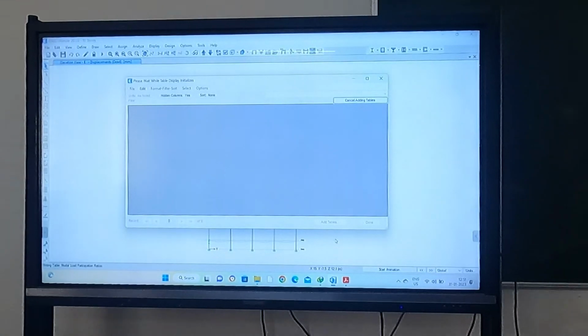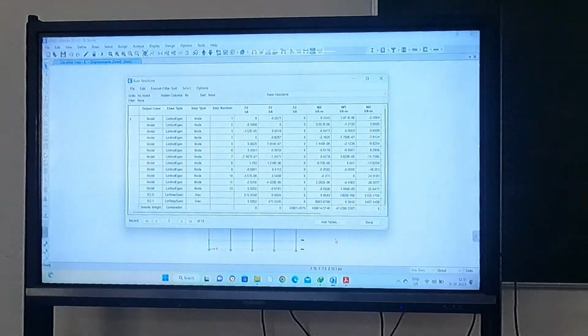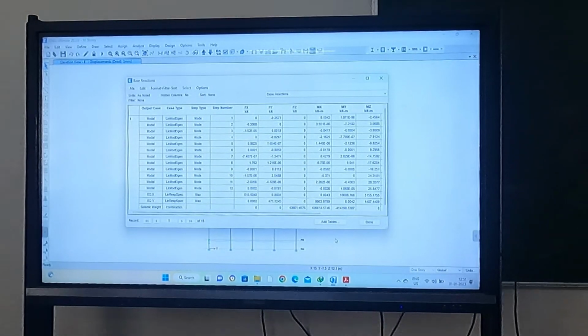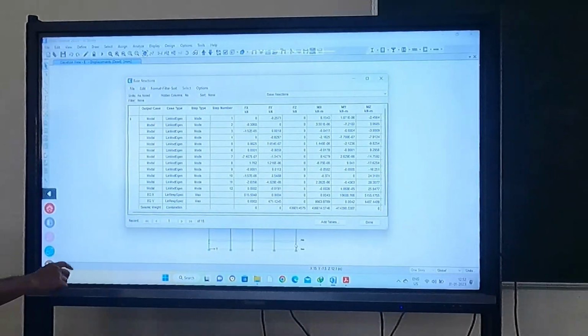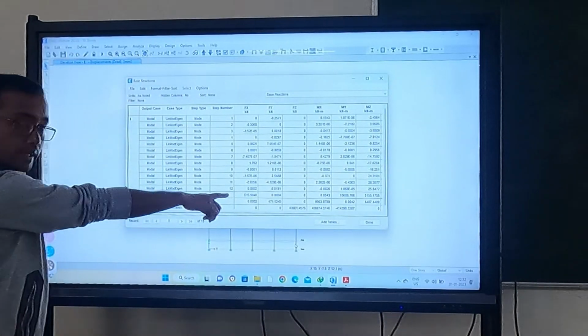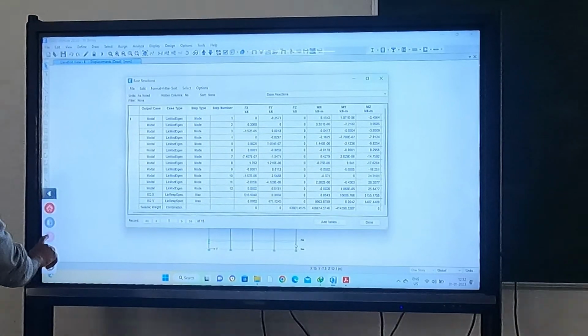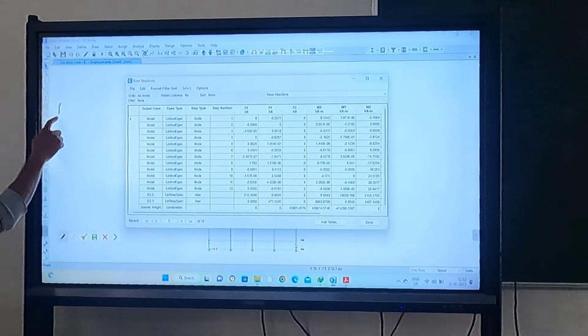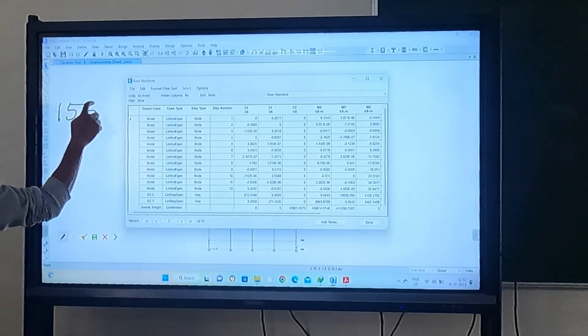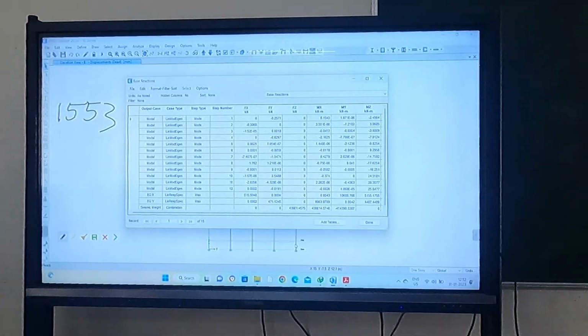So I think all of you are getting 1553 something, right? Base shear, how much are you getting? 2116. Tell me how much you are getting. I'll tell you why it is different. One result I got is this one. You are getting this much, right?